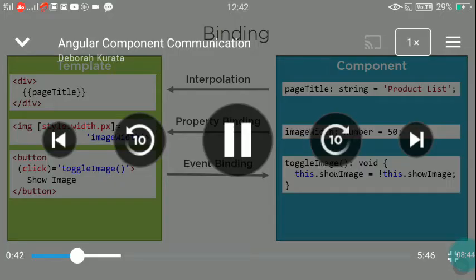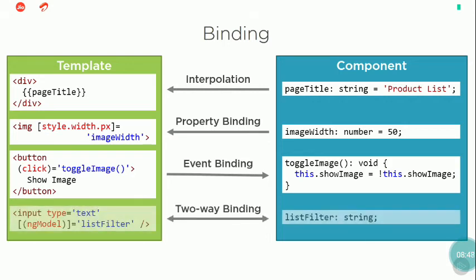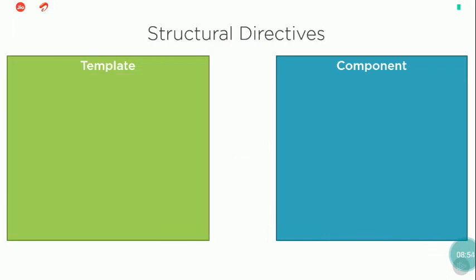Two-way binding keeps the value of an input element and its bound component property in sync. Another common way for a component to communicate with its template is through structural directives. We can leverage structural directives to affect the elements that appear in the view.